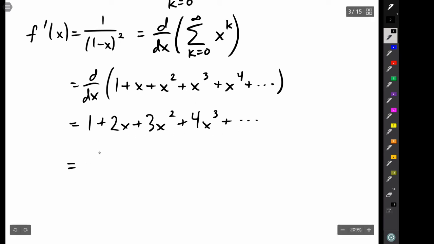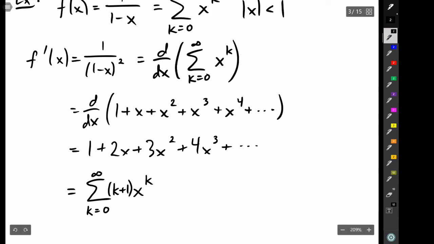So here, this pattern will give us k equals 0 to infinity. The powers are x to the k each time, and the coefficient is actually k plus 1.